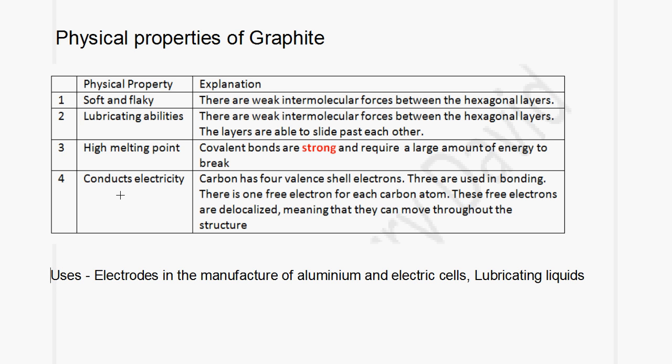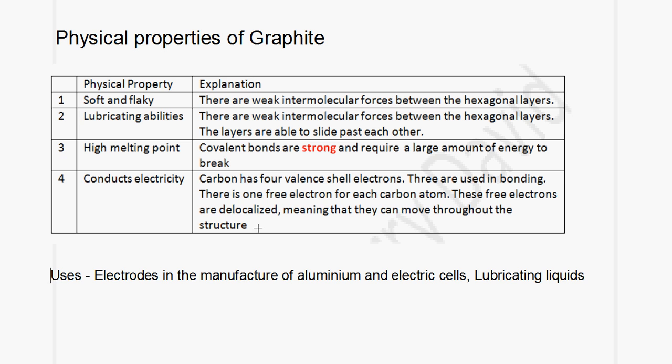Fourth physical property, graphite conducts electricity. Now carbon has 4 valence shell electrons, and 3 of them are used in bonding. Therefore, you have 1 free electron for each carbon atom, and these free electrons are delocalized, meaning that they can move throughout the structure.